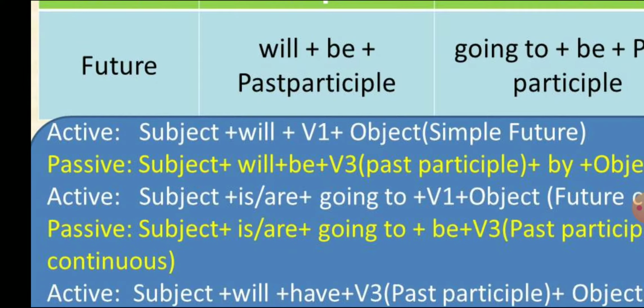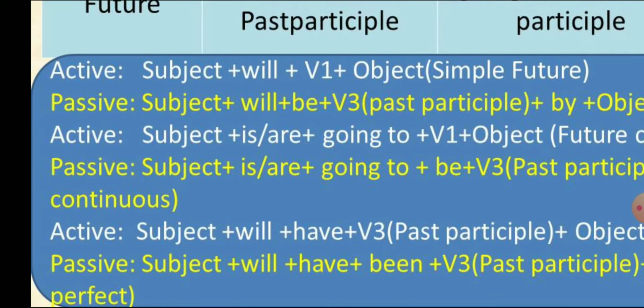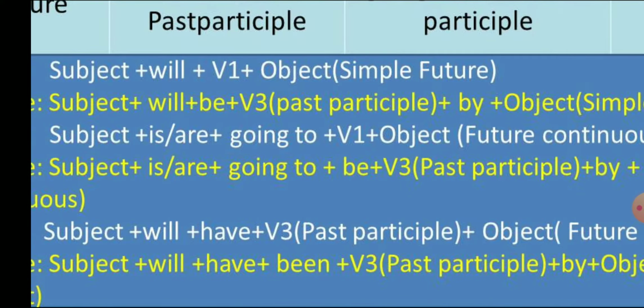Then for future continuous, in active the structure is subject plus is or are plus going to plus v1 plus object, and in passive it is subject plus is or are plus going to plus be plus v3 plus by plus object. And for future perfect, in active, the structure is subject plus will plus have plus v3 plus object. In passive, it is subject plus will plus have plus been plus v3 plus by plus object.